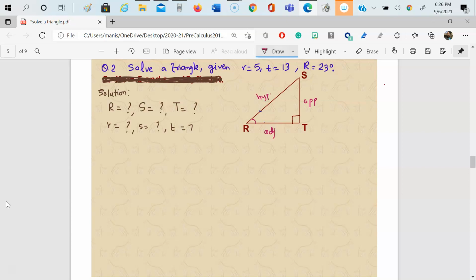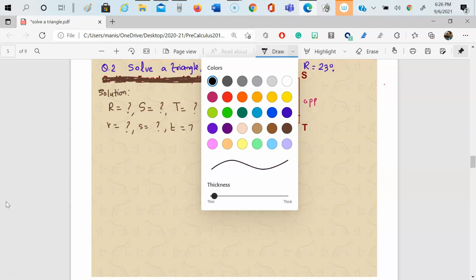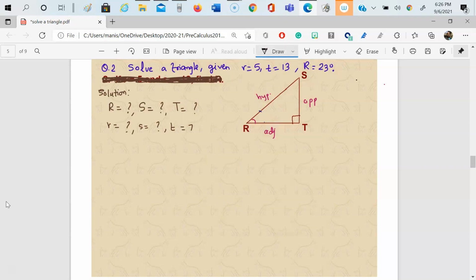What else am I missing? Yes, I'm missing something else. They gave me lowercase r, s, and t. I'll write it over here. That's my lowercase r. Why? Because it is opposite to this angle R. Now you see this angle S over here, uppercase. So this is your lowercase s. What about this one? That's your t. So yeah. Now let's come back to the question.